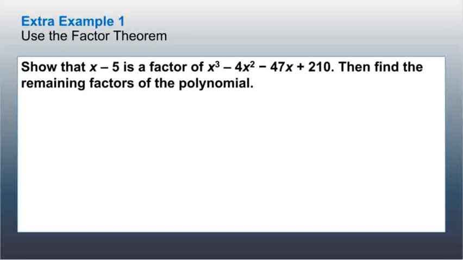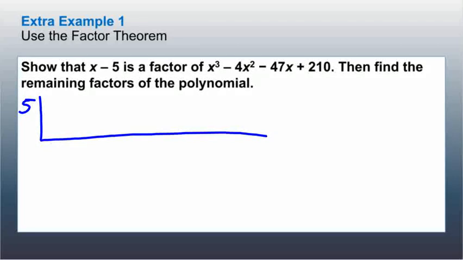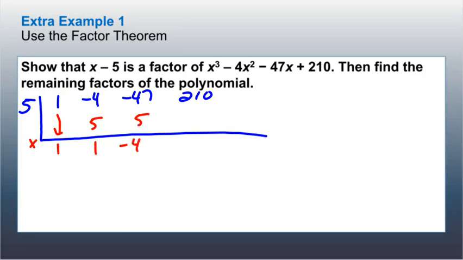Next, show that x minus 5 is a factor, and then find any remaining factors of the polynomial. So again, I'm going to use synthetic division, so this would be 5. And I have 1, negative 4, negative 47, and 210. Bring down the first term. 5 times 1 is 5. Add, get 1. 5 times 1 is 5. Add, you get negative 42. 5 times negative 42 gives us negative 210. So we get 0 as our remainder.